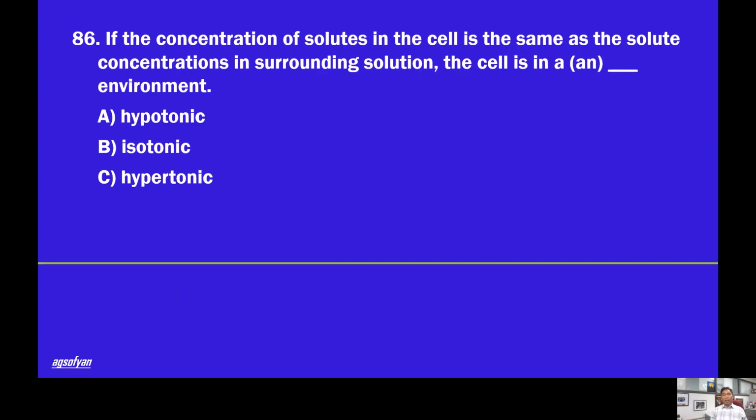86. If the concentration of solutes in the cell is the same as the solute concentration in the surrounding solution, the cell is in a blank environment. A, hypotonic, B, isotonic, C, hypertonic. Choose your answer. Yes, the answer will be isotonic, because the solute concentrations are the same inside and outside. Then it's called iso. Iso means the same or similar. So similar concentrations of solutes.